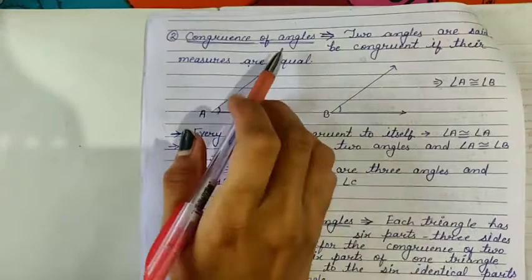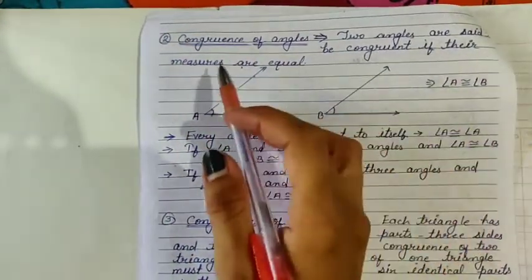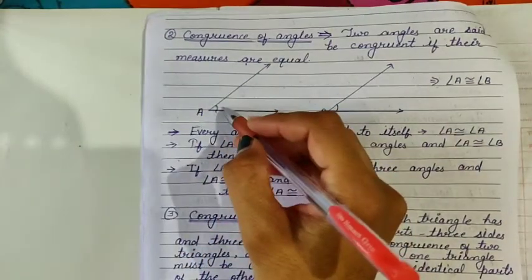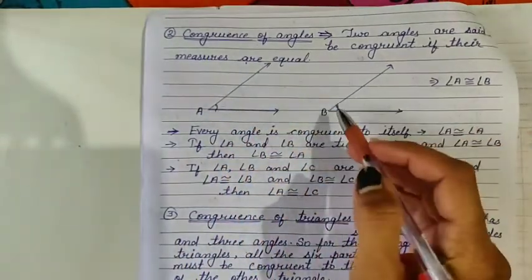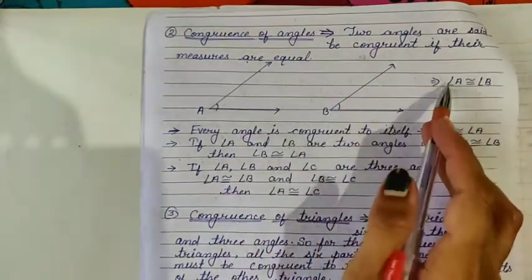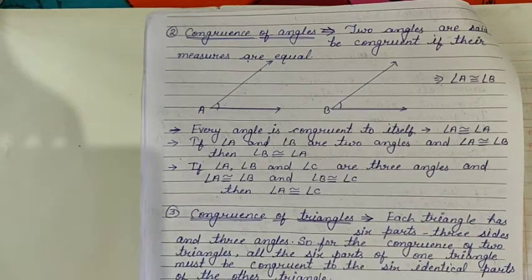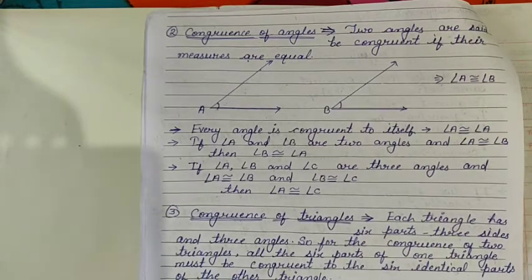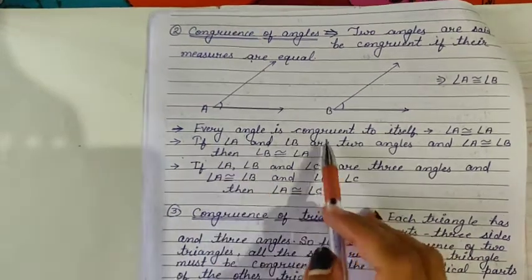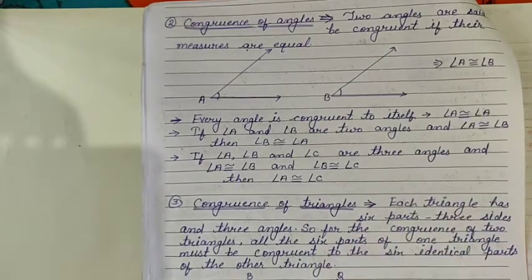Now congruence of angles. Two angles are said to be congruent if their measures are equal. If this angle is 60 degrees, then this angle must also be 60 degrees. Then angle A is congruent to angle B. If the measures of two angles are equal, then the two angles are called congruent angles. Every angle is congruent to itself. Angle A is congruent to angle A.